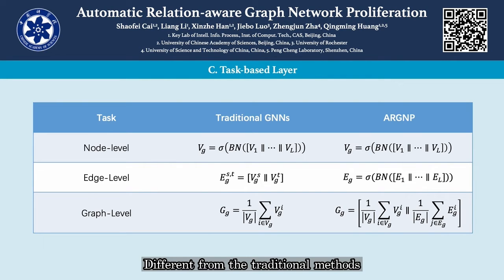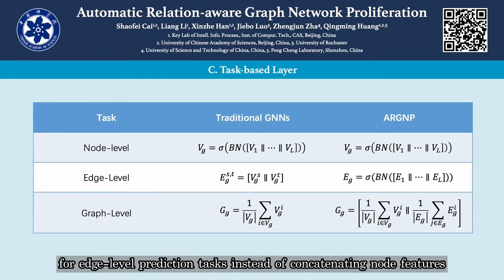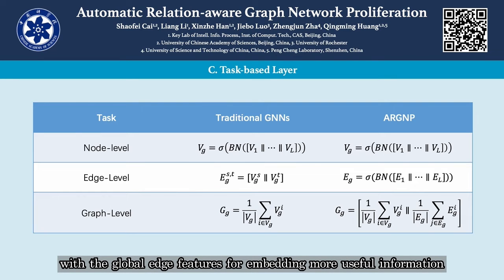Different from the traditional methods, we explicitly model the edge features in the GNN search space. As a result, we can directly leverage the global edge features for edge-level prediction tasks instead of concatenating node features. Moreover, we can also construct the global graph representation with the global edge features for embedding more useful information.